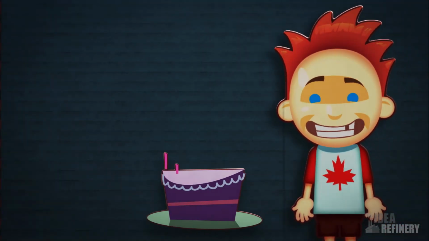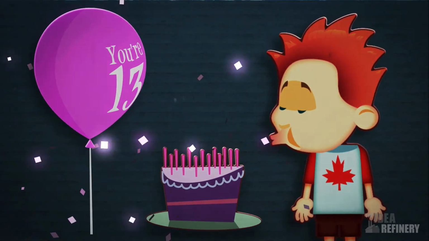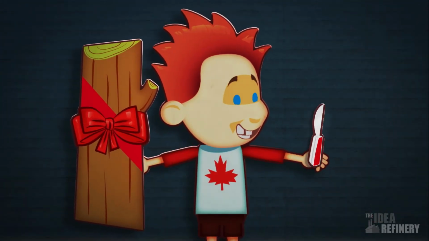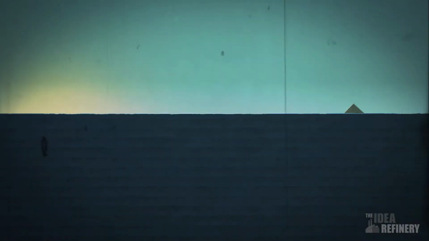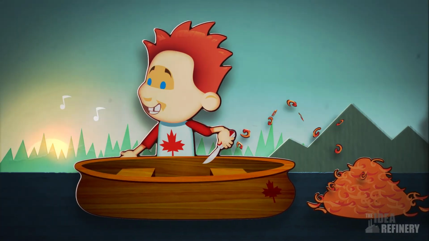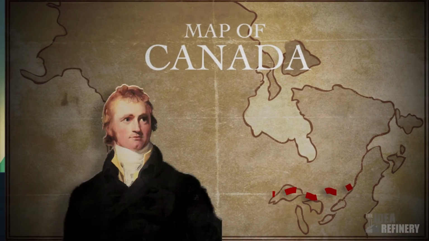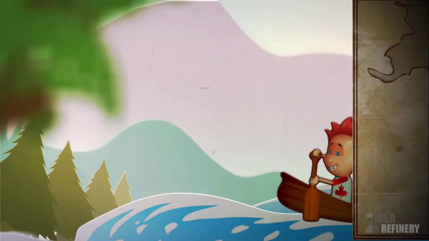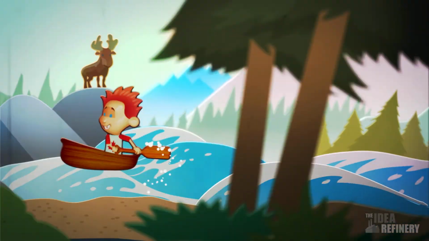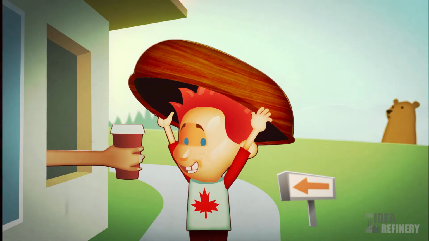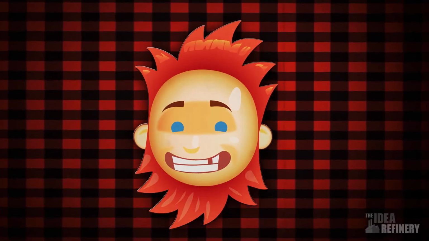On his 13th birthday, every Canadian boy receives a log of Canadian cedar and a pocket knife. With the pocket knife, he carves from the log a canoe. Then, following in the trail of Alexander Mackenzie, he paddles from one coast to the other, including a brief portage for a double-double. Now you are a Canadian man.